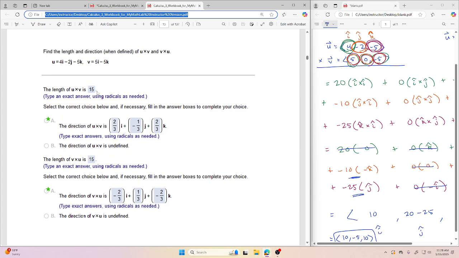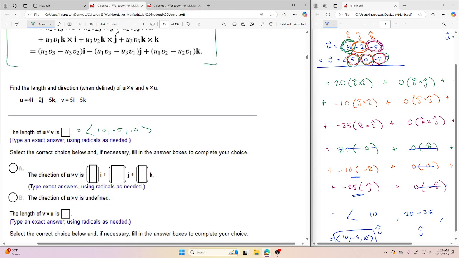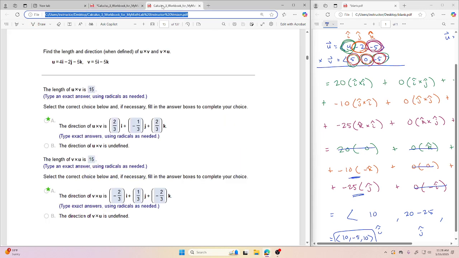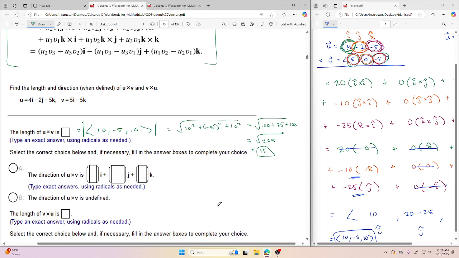Oh, the length. They didn't want that. They want the length of it. Okay, so magnitude of that thing. Ugh. See, they're always going to try to get me. So I have a 100 plus a 25 plus a 100. So I have the square root of 225. Is that 15? That was 15, right? Yeah, 15. There it is. All right, cool.